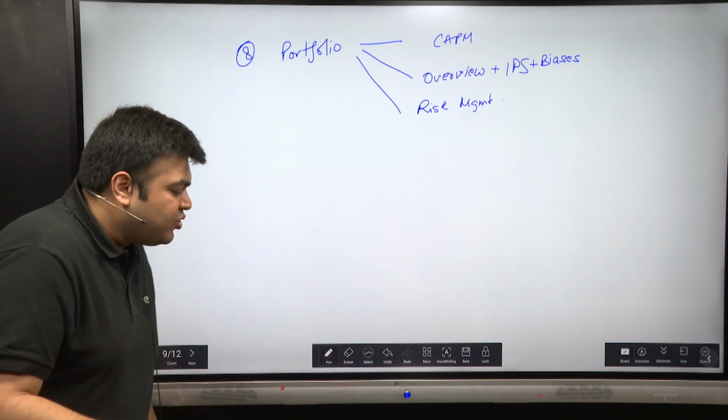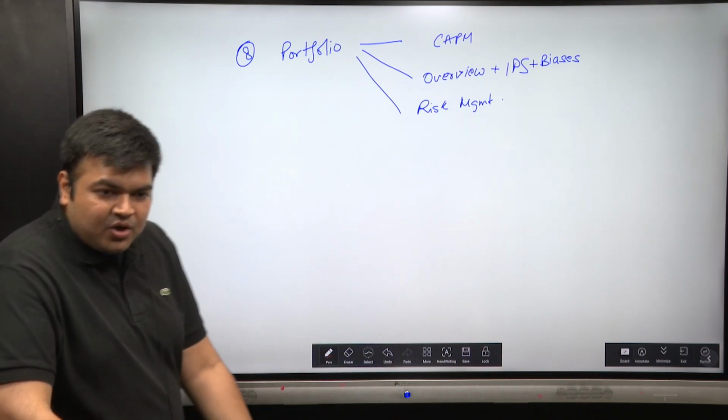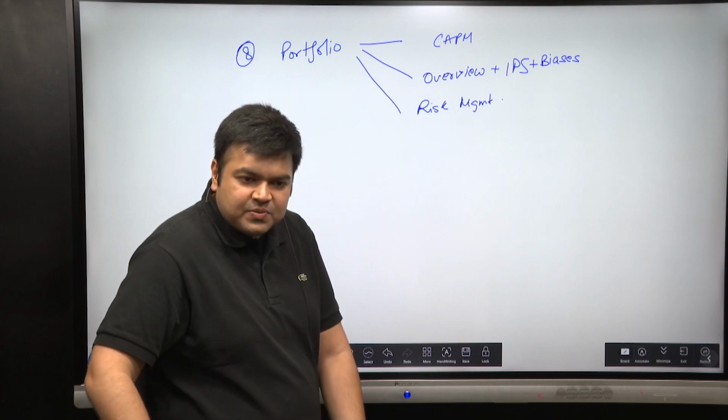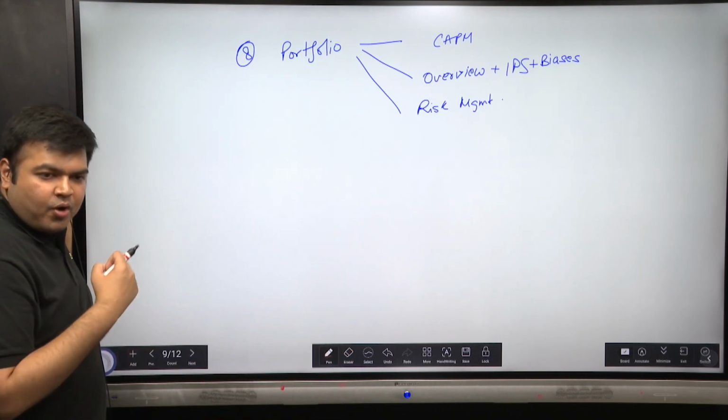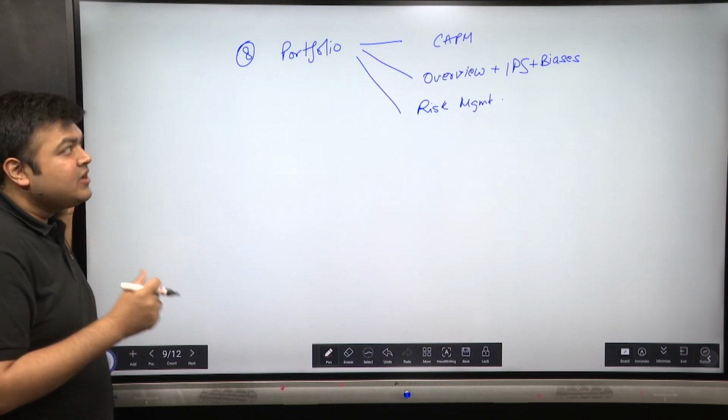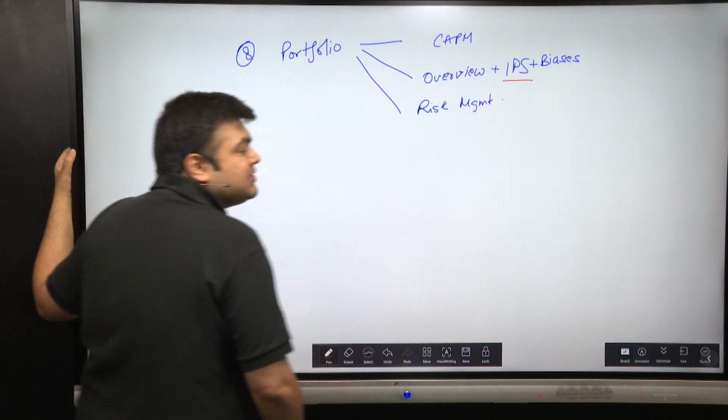So that is why, you would have heard, do not put all your eggs in one basket. We want to diversify our investments, so that if there is a loss from one asset, there is a profit from the other asset and we are able to manage that. So this is your IPS, investment policy statement.